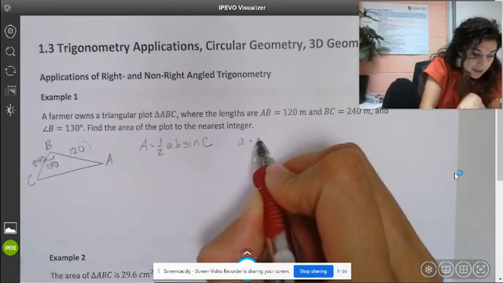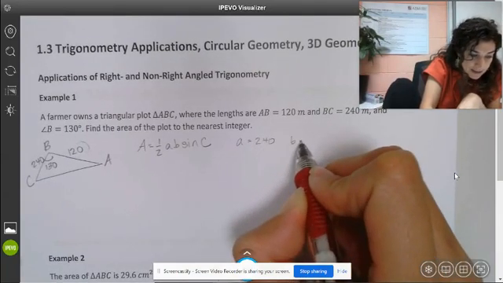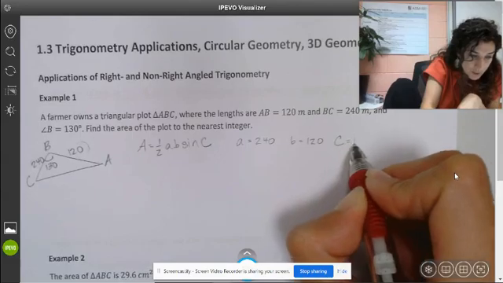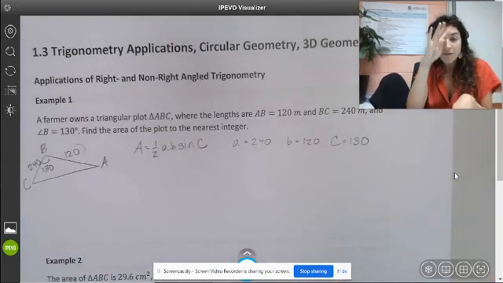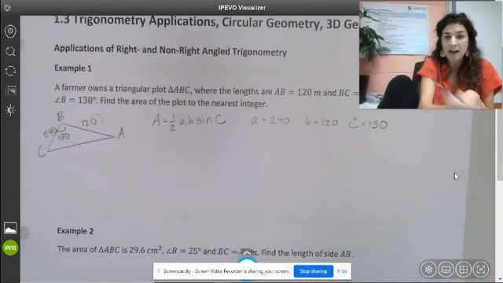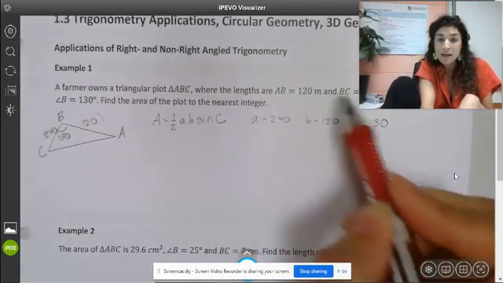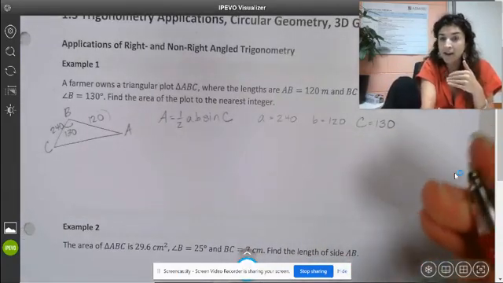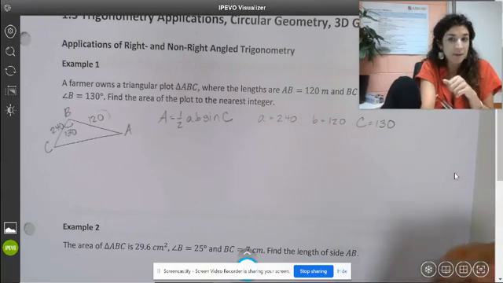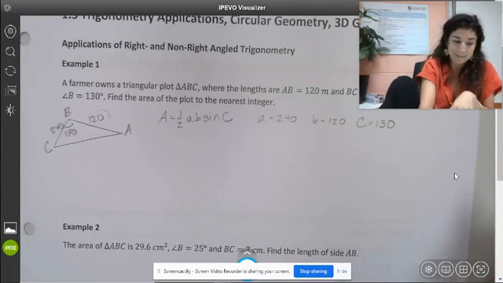I'm going to label what I do have. A is equal to 240, B is equal to 120, C is equal to 130. And now I have everything planned out. I have a plan of action. I need to solve for this. Here are my ingredients, here's my recipe. I can go ahead and solve this. I'd like for you to plug this in and tell me what your answer is.